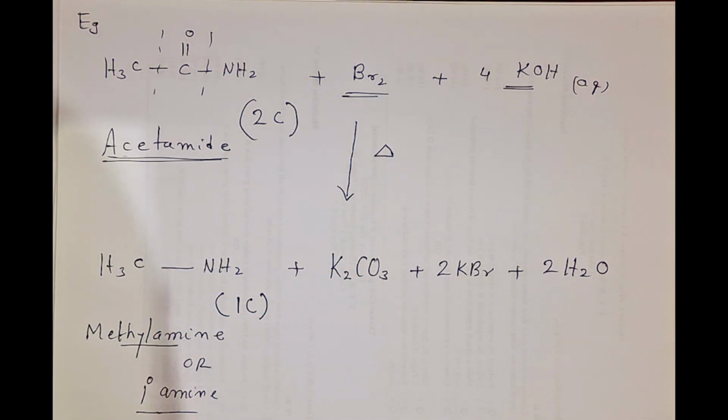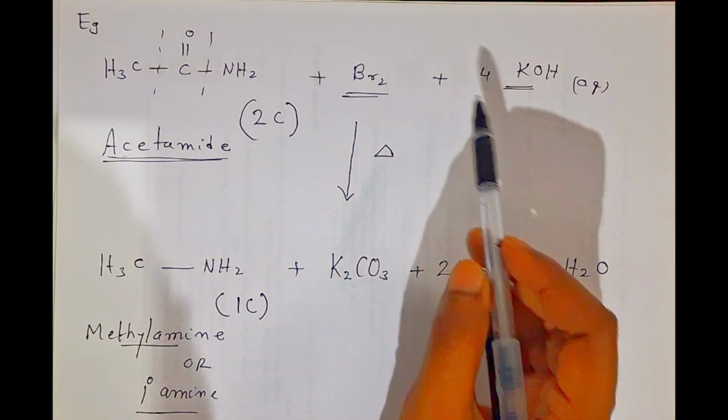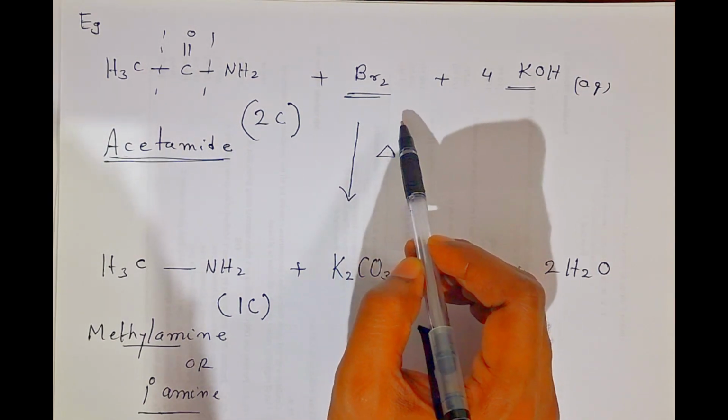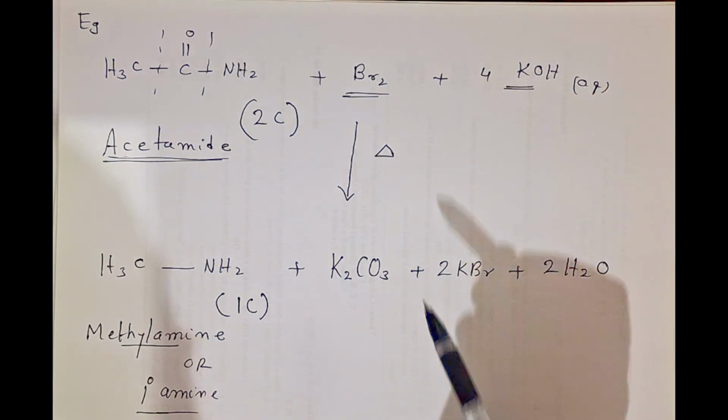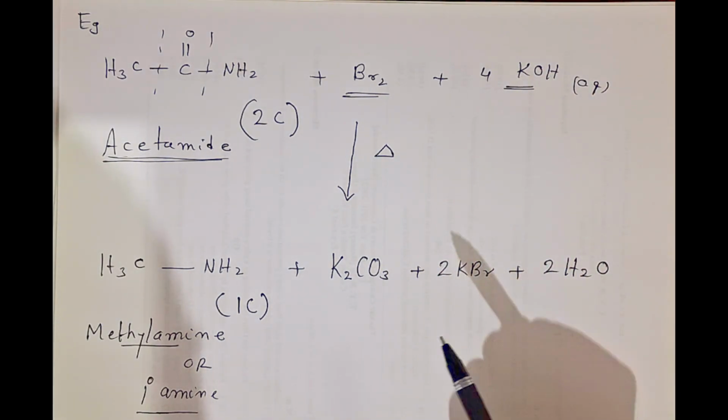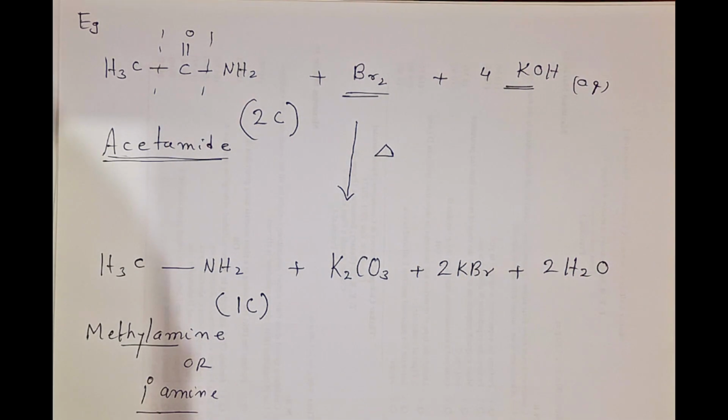It is also called Hofmann degradation of amide. You can also call it Hofmann bromamide degradation, because we have used bromine. This way you have to represent the answer in board examinations. For 2 marks they may ask this, so this way you have to write the answer.